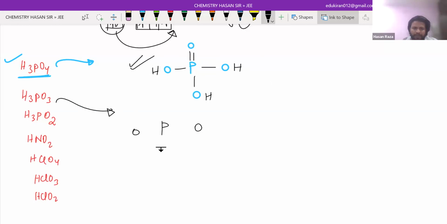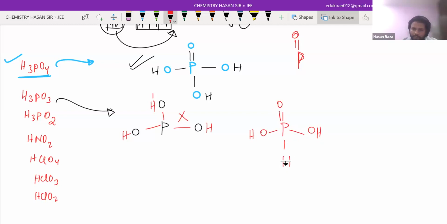I'm going to show this as well. You have 3 oxygens and 3 hydrogens. So you are not going to do this. This will be wrong. At least one P double bond O should be there. So you are going to do this: 3 oxygens are there, so double bond, and H and H. 1 hydrogen is still left, so you are going to do it like this. This is quite important, the phosphorus oxygen.